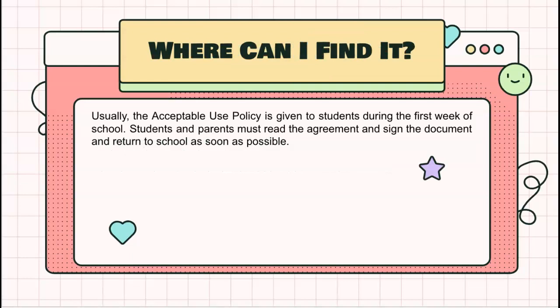You may ask, where can I find it? Usually the AUP is given to students during the first week of school, or at least the first 2 weeks of school. Students and parents must read the agreement and sign and send the document back to school as soon as possible. If students are not given the document during the first or second week of school, it is usually found within the student handbook, and if not, it can be found on the school's website. If you are having difficulty finding the AUP, please reach out to your school or your school district for more information.